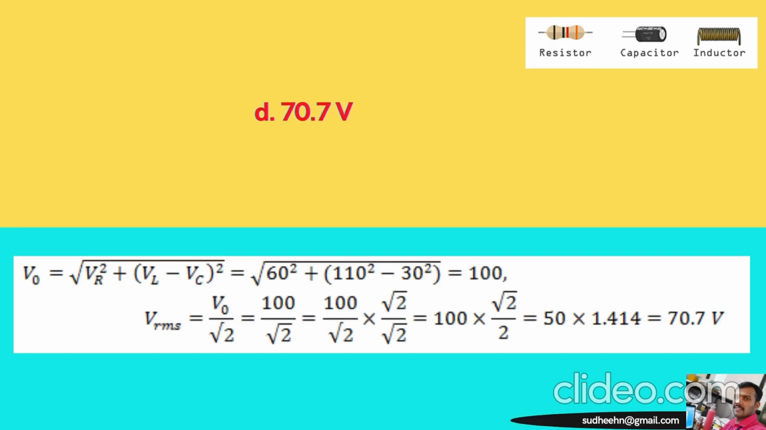That is by using the relation output voltage V naught is equal to square root of VR square plus (VL minus VC) square. Simplifying this, we will get the output voltage V naught is equal to 100 volts. And we know the relation for VRMS, that is equal to V naught divided by root 2. By simplifying that, we will get VRMS equal to 70.7 volts.